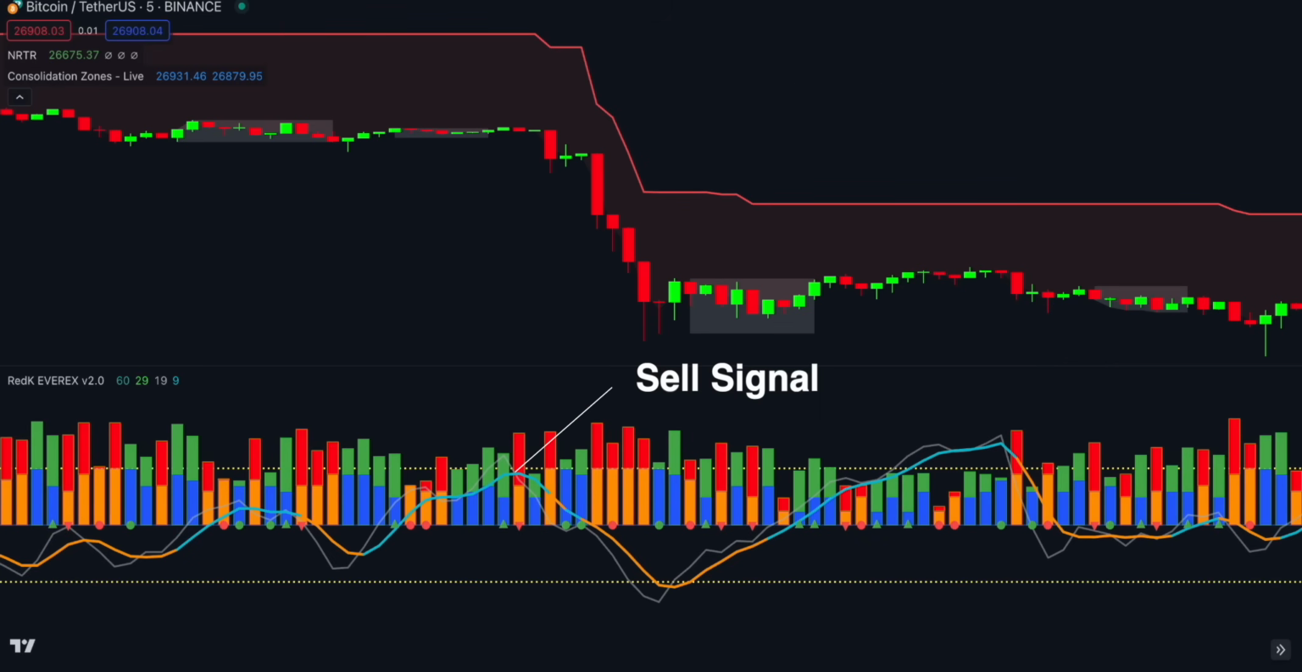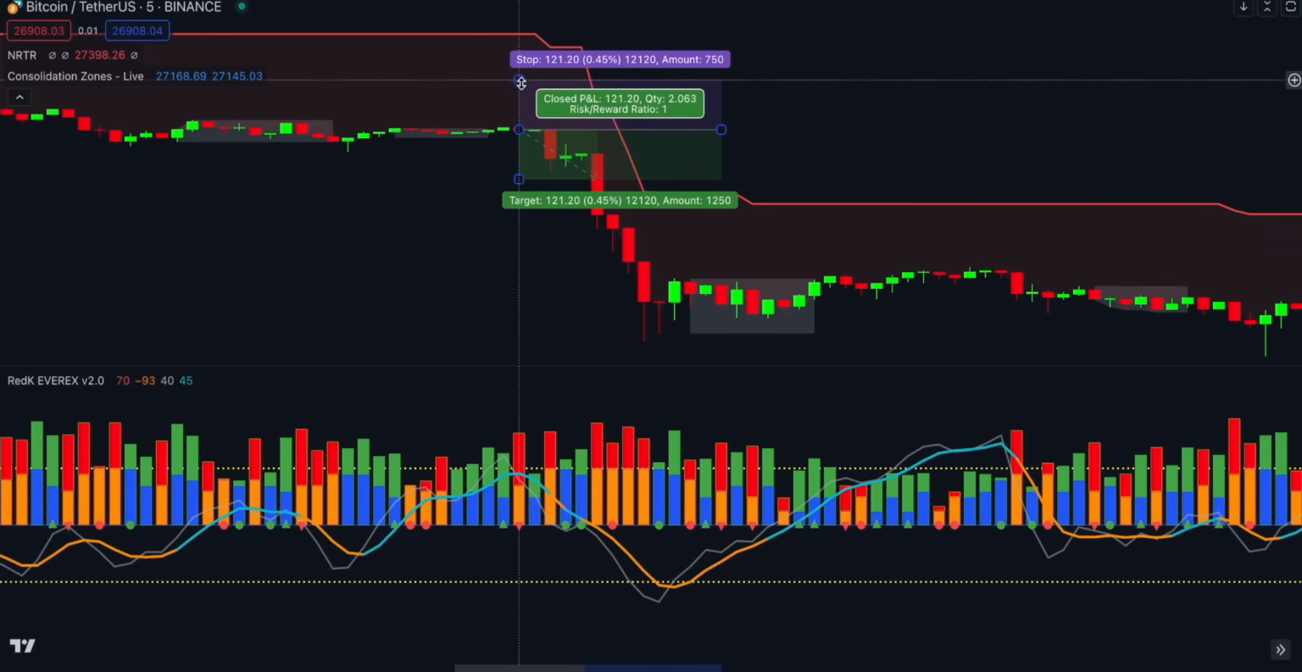Once you have that, examine the volume and price momentum. Make sure the volume bar exceeds the 50 level. Selling pressure must be present.